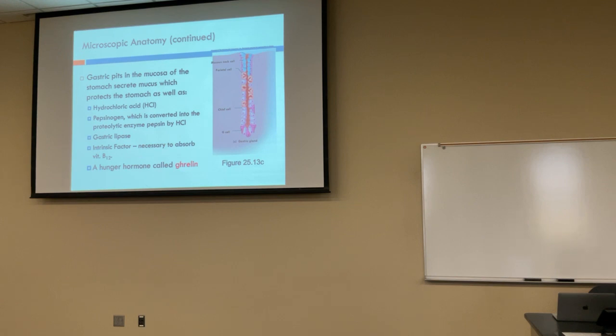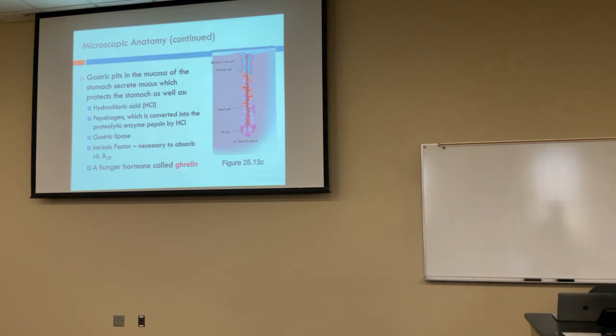It also secretes a hormone, believe it or not. So the stomach is actually an endocrine gland, secreting a hormone called intrinsic factor. And intrinsic factor is needed to absorb vitamin B12. Does anybody know what you need vitamin B12 for? What does vitamin B12 do for you? Well, you need vitamin B12 to synthesize red blood cells. So if you don't get enough vitamin B12, you can end up having anemia.